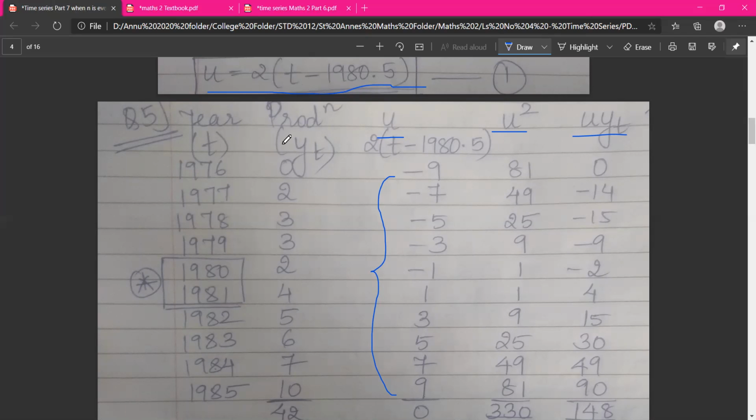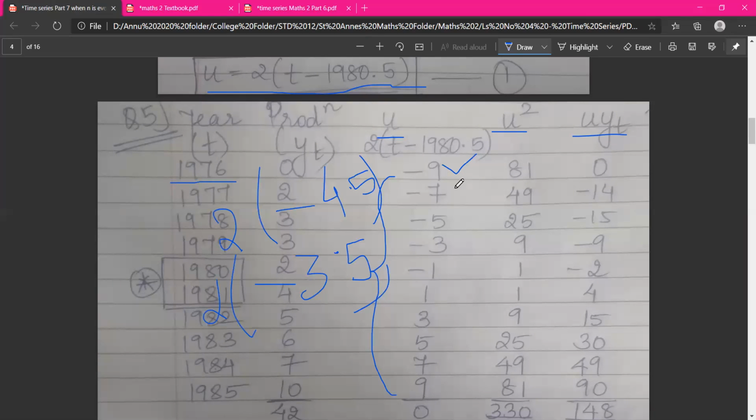So 2 times bracket open t minus 1980.5. Now in this case, my first value is 1976. So if you subtract 1980.5 from 1976, you get minus 4.5. So 2 bracket open minus 4.5, and minus 4.5 multiplied by 2, you get the value as minus 9. In the similar manner, 1977 minus 1980.5. So again you will get 2 times bracket open minus 3.5. Minus 3.5 multiplied by 2, you get the answer as minus 7.